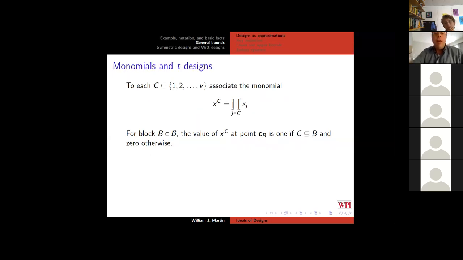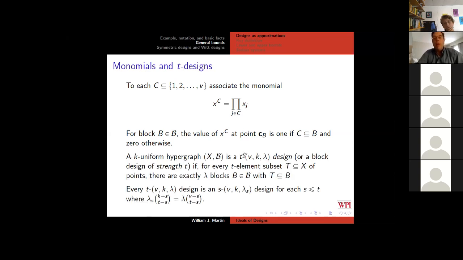Now, if I look at a T design, I'd like to think of this algebraically. For each subset of points, we associate this monomial, which is just the product of the variables indexed by those points. And for a block B, so a subset B, the value of that monomial at the point B is 1 if C is a subset of B, and it's 0 otherwise, obviously.